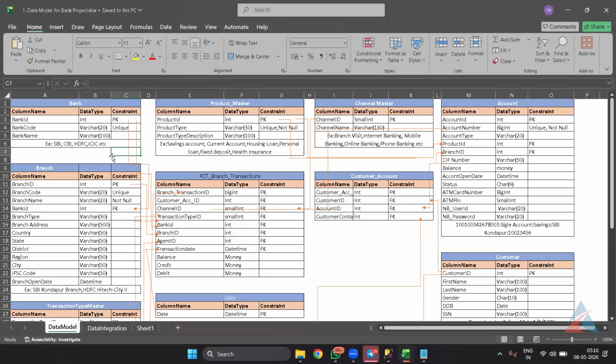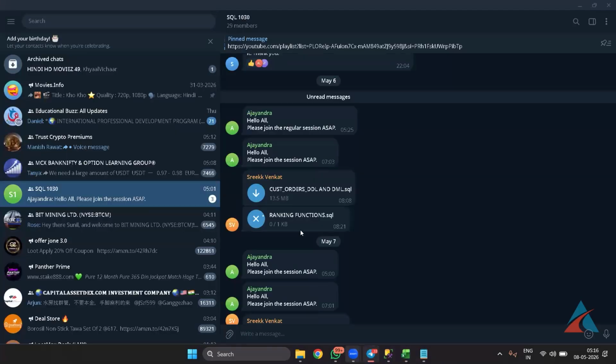I'm sharing this file with all of you. Let's start working on that. What do you think, guys? So first of all, let's complete the SQL part and then we can move to the SSIS part. Okay, my friend? I'm sharing this file.